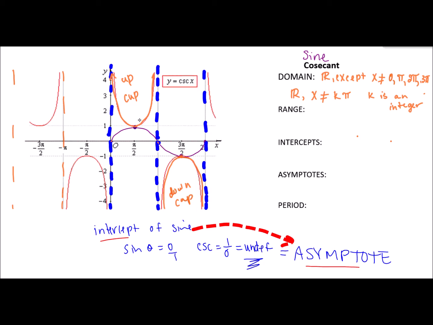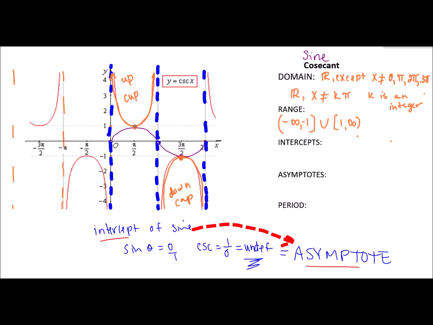Okay, the range, instead of going from -1 to 1 like sine, it's actually going to be from -infinity up to -1, combined with 1 to infinity. And it does actually, it is defined at that point right there, the -1 and 1, so it's okay to call it that.